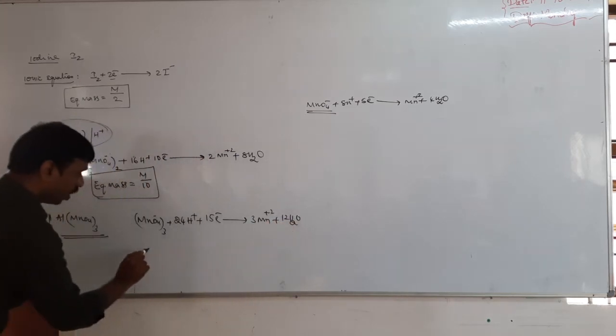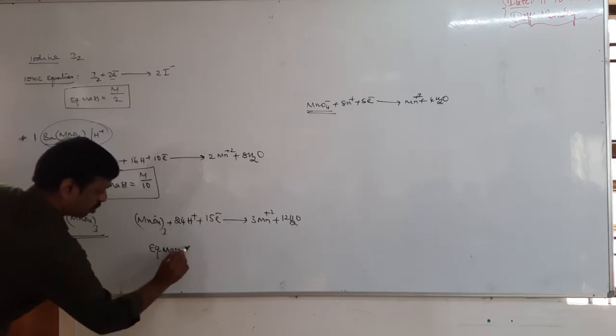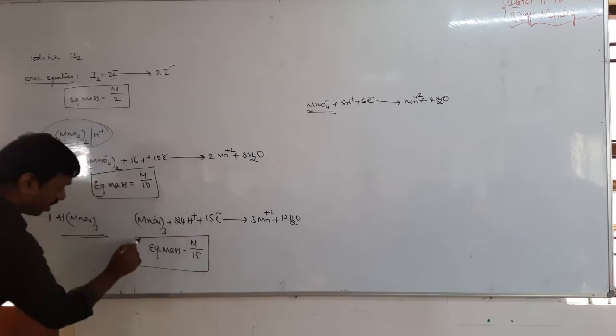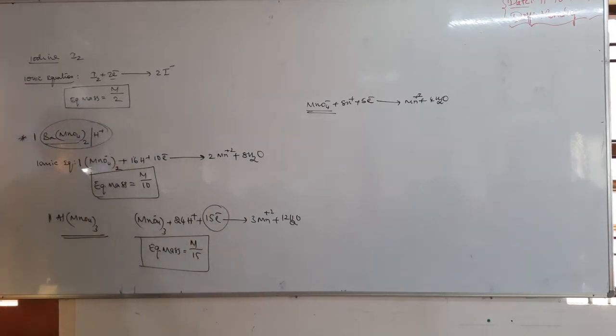So therefore, what is the equivalent mass? Equivalent mass is equal to molecular mass divided by 15, because 15 electrons are taken by 1 mole. Okay, so that is about oxidizing agents.